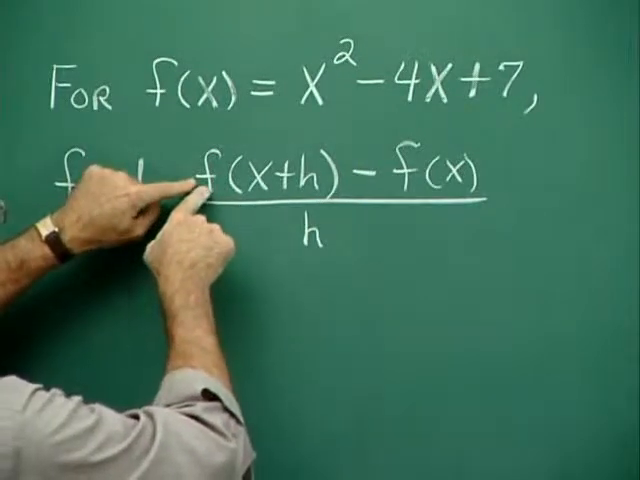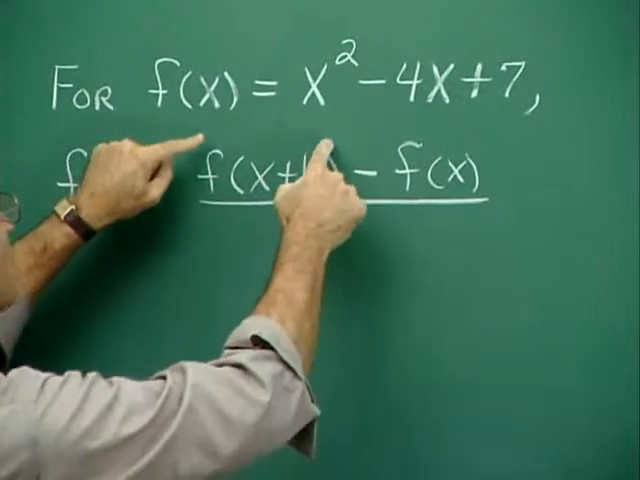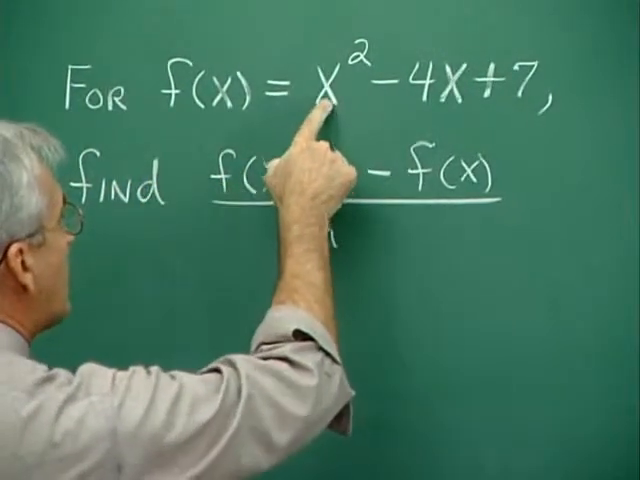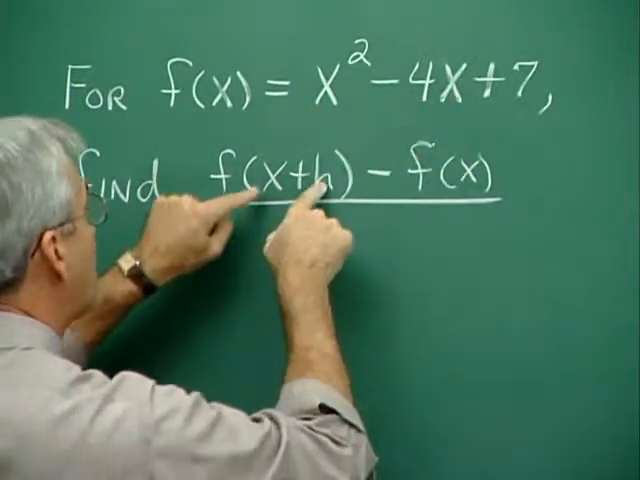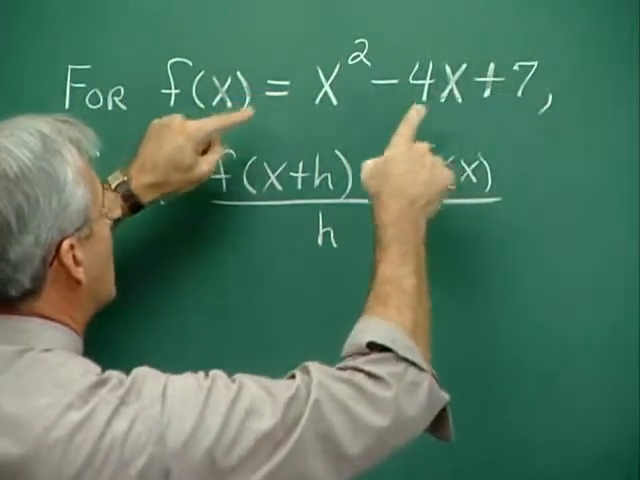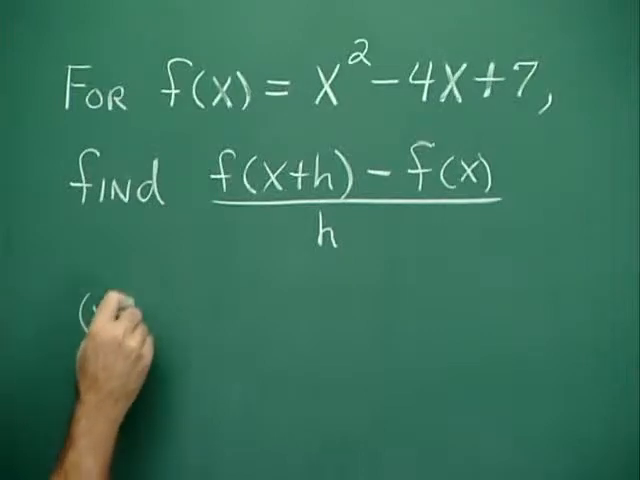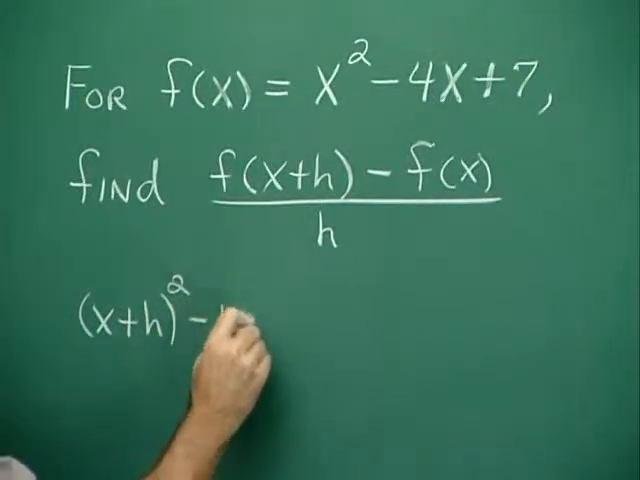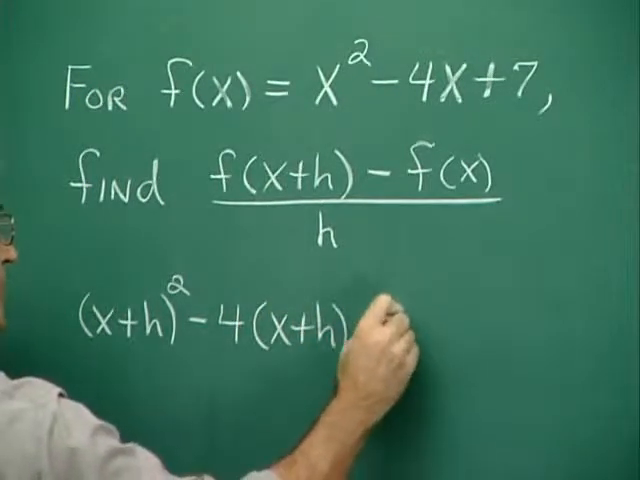This says, in the f function, replace x with x plus h. So here we go. Just with this part now, replace x with x plus h. So we would have this x and this x replaced with x plus h. You see, we're going to write this whole expression and replace x with x plus h. So we'll have x plus h squared minus 4 times x plus h plus 7.